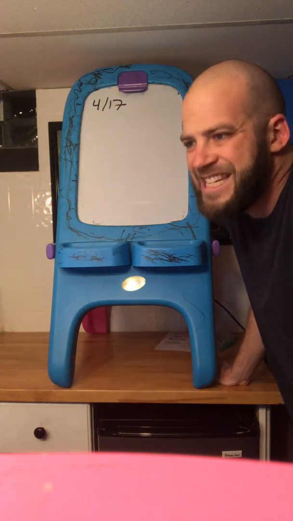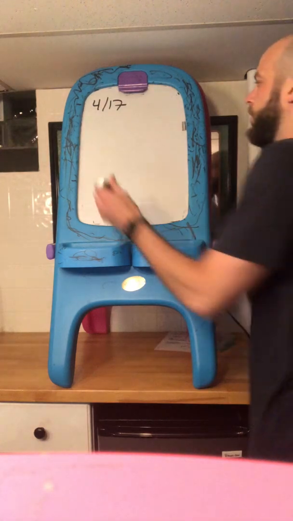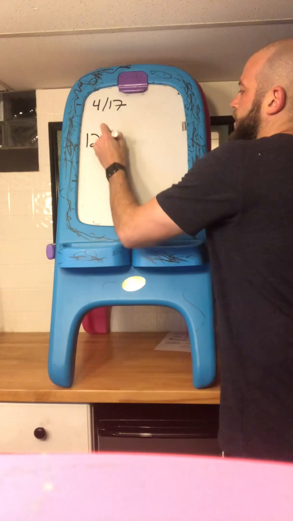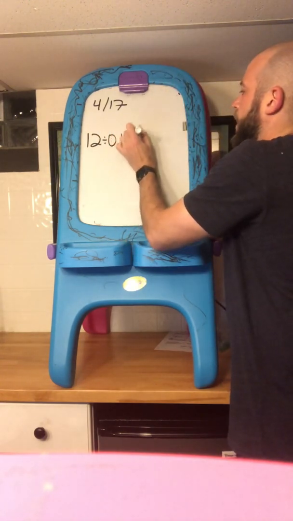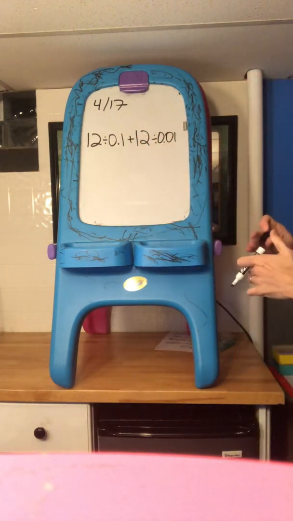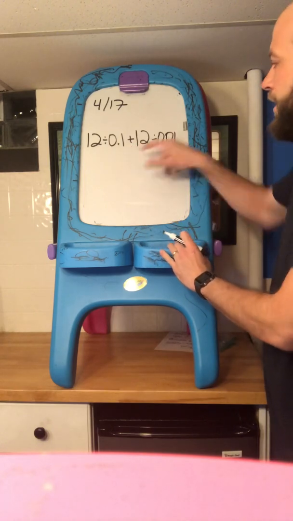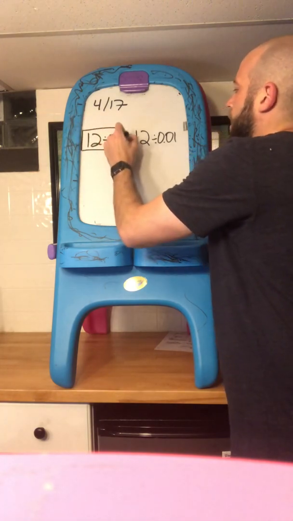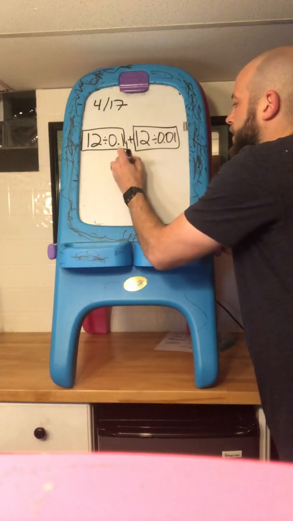12 divided by 1/10 plus 12 divided by 1/100th. Cool, this is a fun one. 12 divided by 0.1 plus 12 divided by 0.01. So adding is going to be the last thing that you do. I like to put a box around it so I know what I'm supposed to be doing, and then I got to add those 2 answers together.